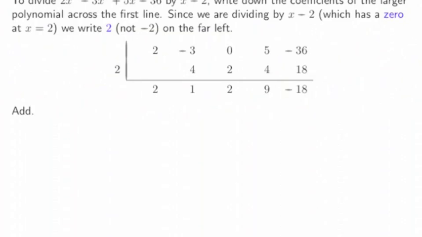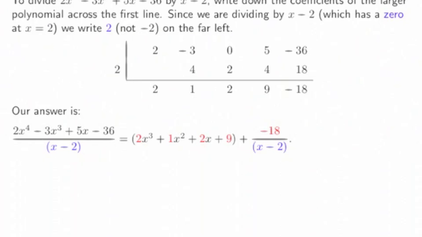Now this expression gives us our answer. It says basically that this fourth degree polynomial, when divided by x minus 2, gives a quotient that involves 2, 1, 2, and 9. That's 2x cubed plus 1x squared plus 2x plus 9. And the very last term, that minus 18, is the remainder.